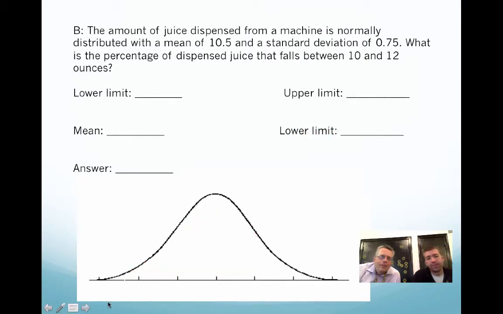The next one is the same problem, but a different question about it. It says, what percent of the dispensed juice falls in between 10 and 12 ounces? So we're going to quickly label the diagram again. Let's draw the midline, or the mean, which was 10.5. The standard deviation was 0.75. And then we're going to locate 10 and 12, which lie on either side of the mean. 10 is probably somewhere around here, and 12 is probably way out here.